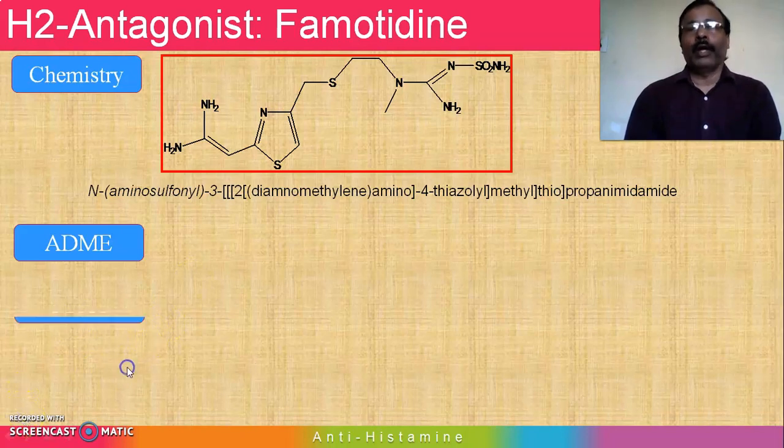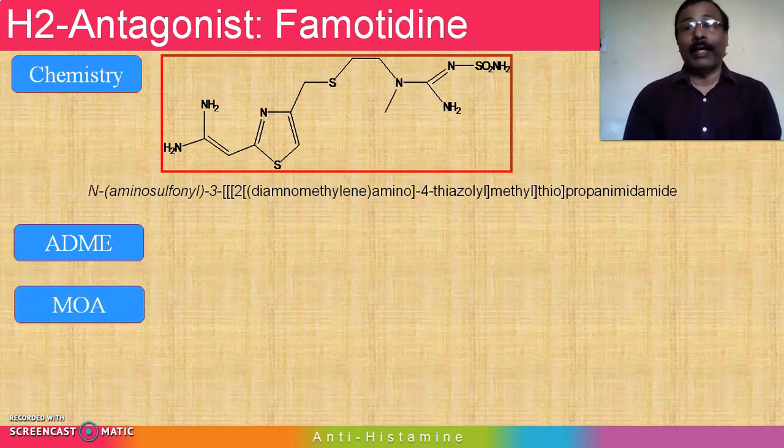Now check out the MOA related with famotidine. It is a competitive inhibitor of the H2 histamine receptor and has greater potency compared to Cimetidine. It inhibits basal as well as nocturnal gastric acid secretion, and it is also helpful to inhibit the secretion stimulated by food material. So in this way the mechanism of action of famotidine takes place.